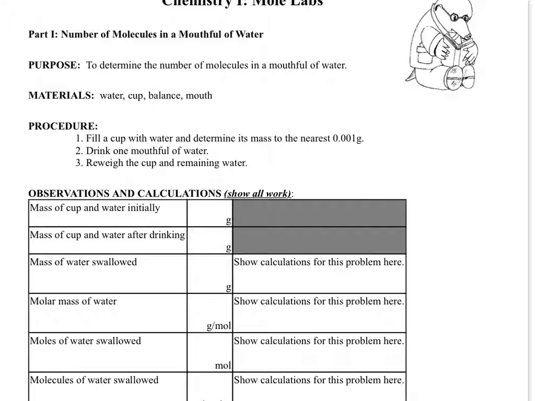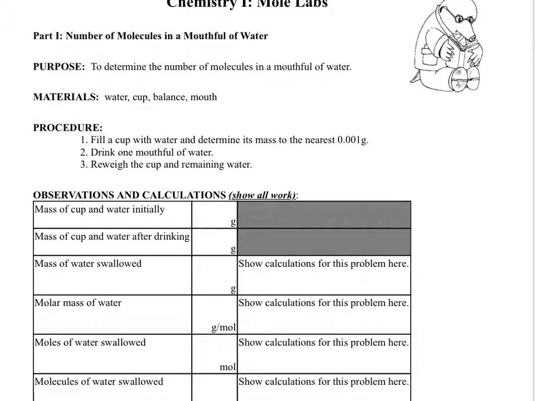Mass the cup and water initially. You're going to take a cup, fill it with some water, and weigh that on the balance, okay? So there's your first measurement. The second measurement, you're going to take a big gulp of water, and then you're going to take the water in the cup that's left, and measure that. Okay, so that's number 2. I'm going to put this as number 1, and this is number 2 here.